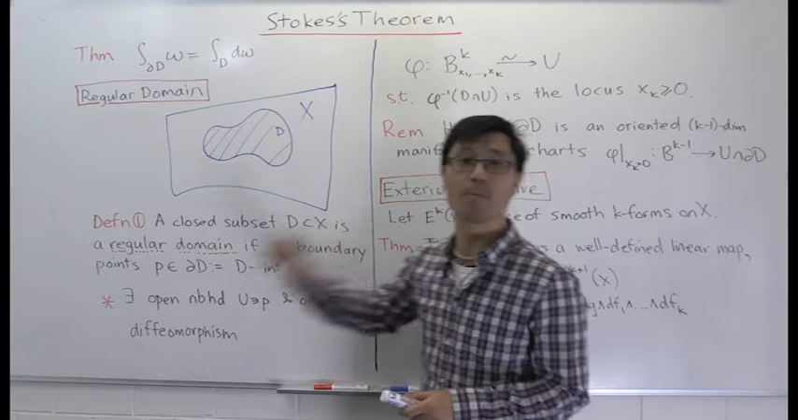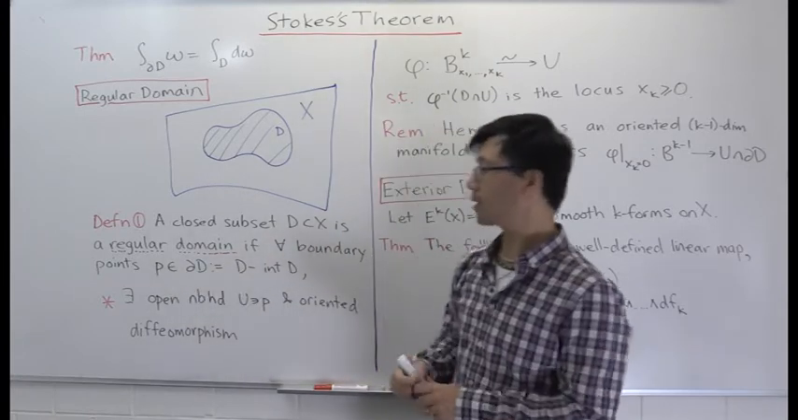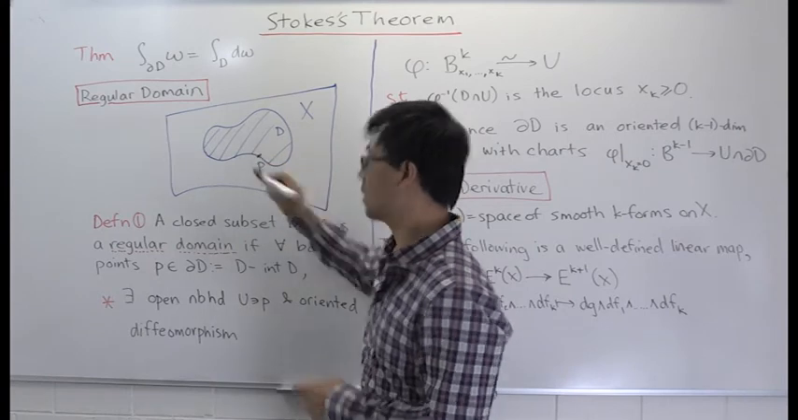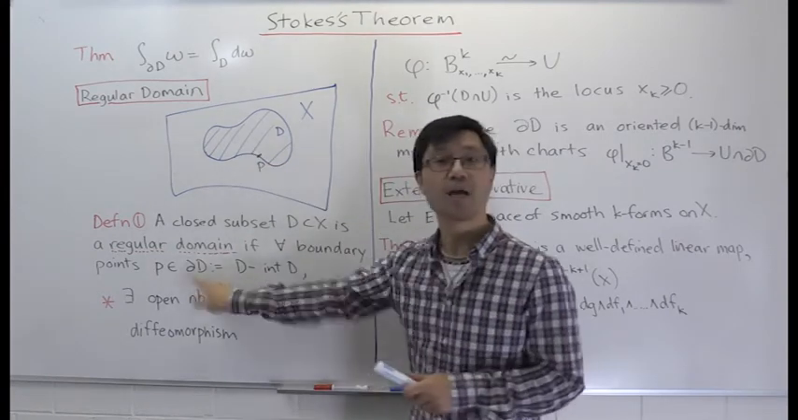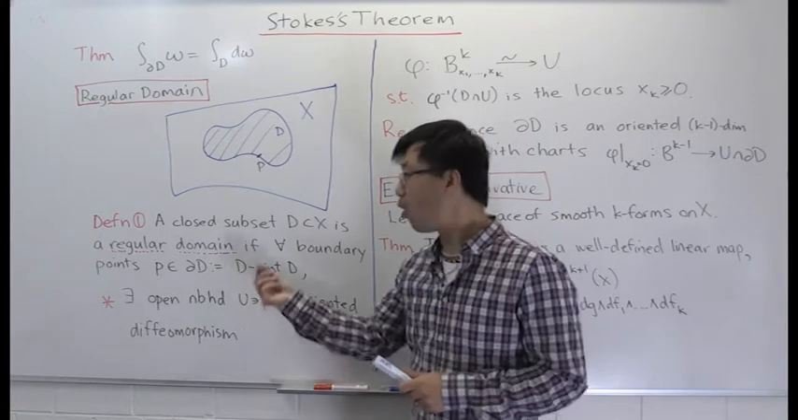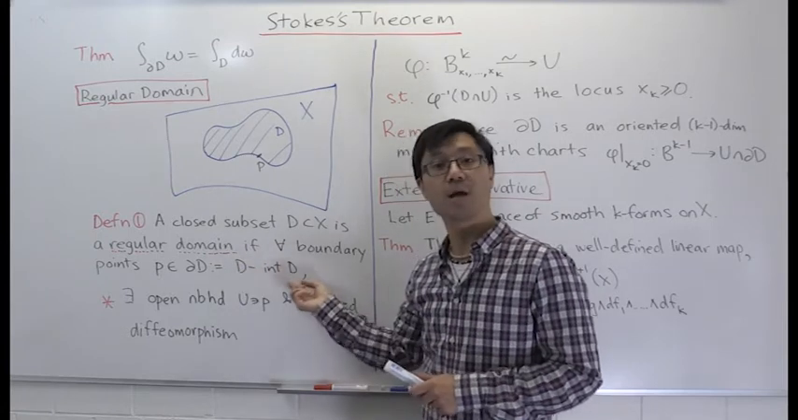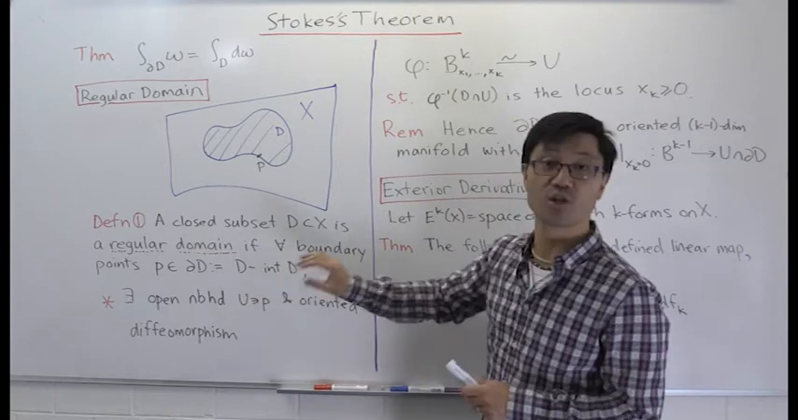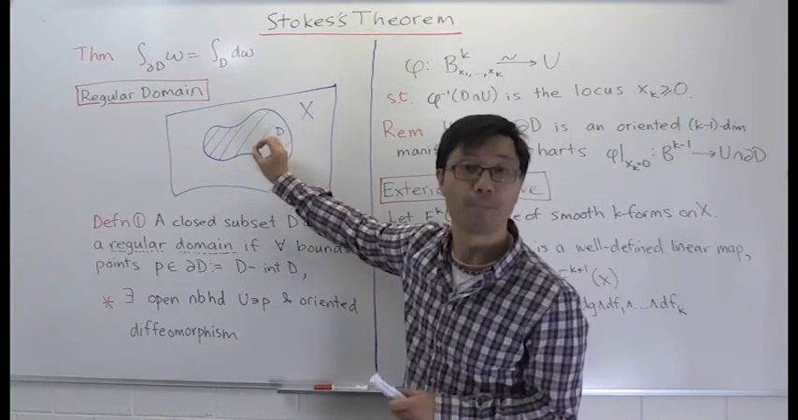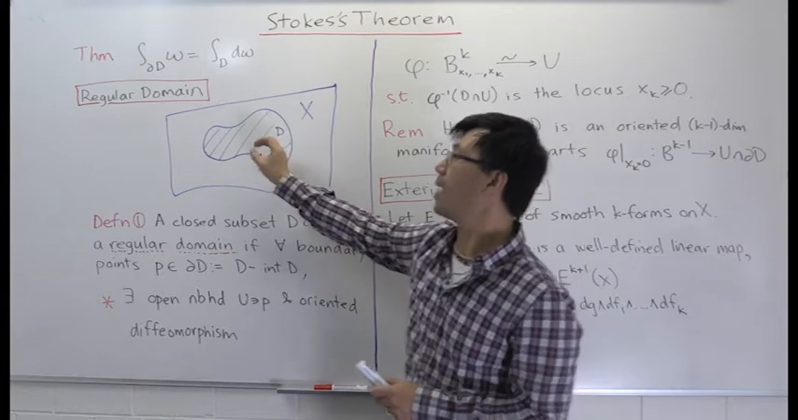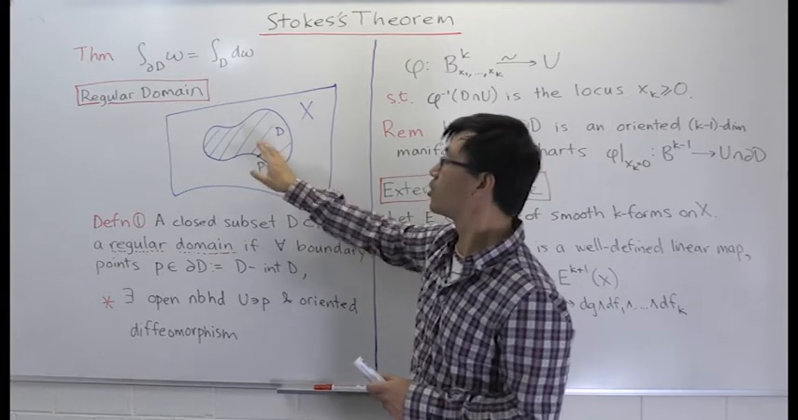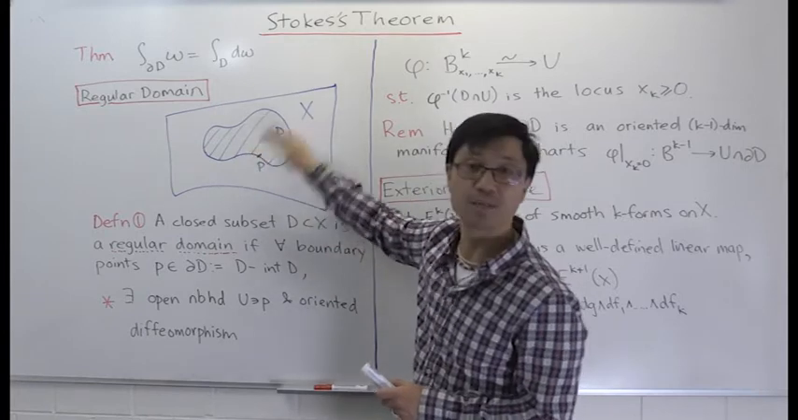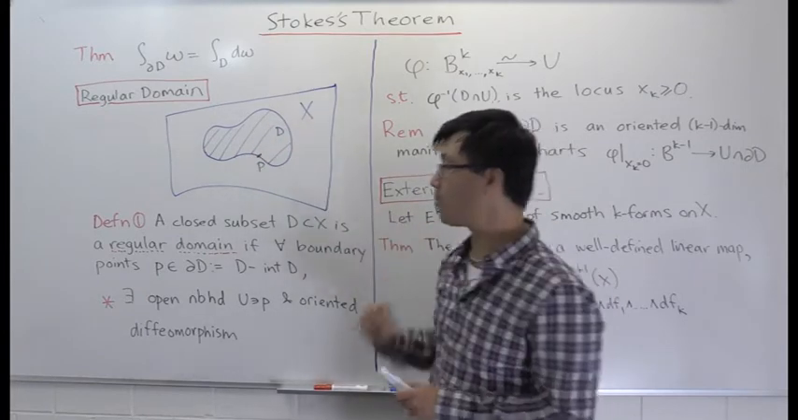So what is that extra condition on the boundary? We check at each boundary point P. P will be on the boundary like this. By boundary I just mean all the points in D which aren't in the interior. So basically the condition is that you have a nice chart around that point P, and it's a chart which describes the part of D as just the upper hemisphere. I'll make that more precise.